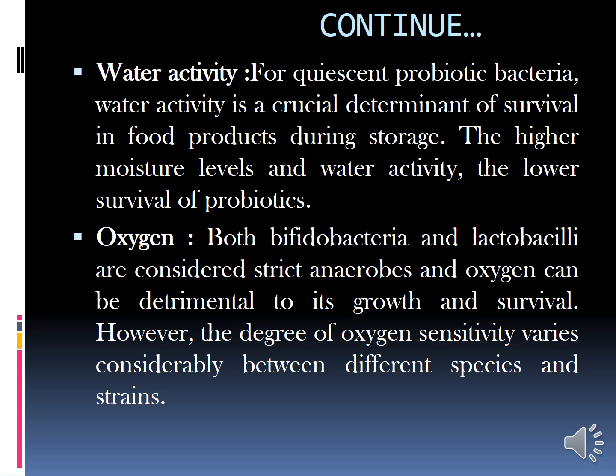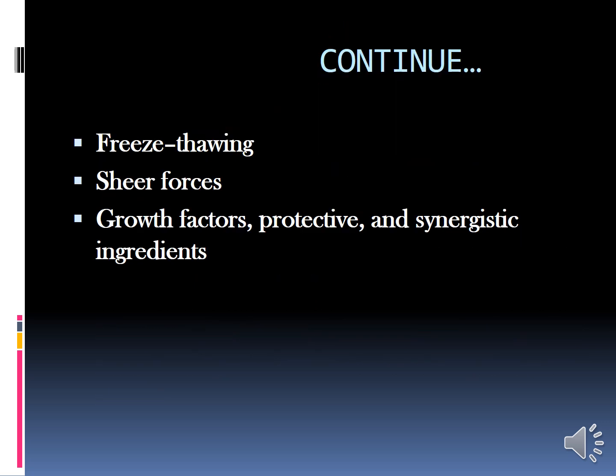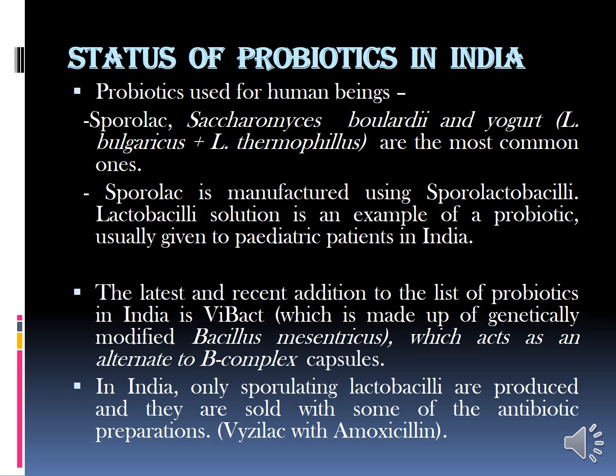Oxygen. Most bifidobacteria and lactobacilli are considered to be strict anaerobes, and oxygen can be detrimental to growth and survival. However, the degree of oxygen sensitivity varies considerably between different species and strains. Freeze-thawing, shear force, growth factors, and protective agents and acidity may also play a role.